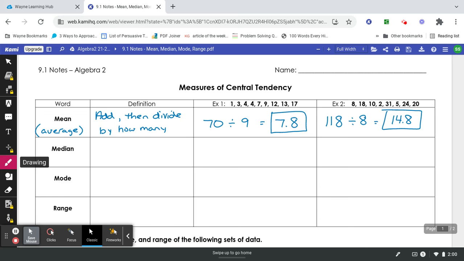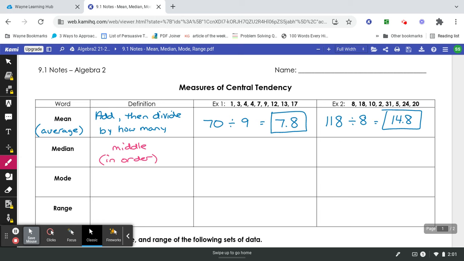All right, the median is the middle. The thing about the median is these numbers have to be in order from smallest to largest. So in our first example, they are in order. Notice how it starts with a 1 and then goes all the way up to a 17. So we just need to find the middle number in the list.